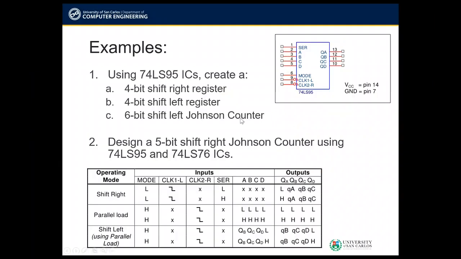So for our last example, example 2, we now design a 5-bit shift right Johnson counter, but this time using one 74LS95 and one 74LS76 IC. This is a JK flip-flop. So just 1 bit plus the 4 bits here would make up the 5-bit shift right operation. And again, Johnson counter.